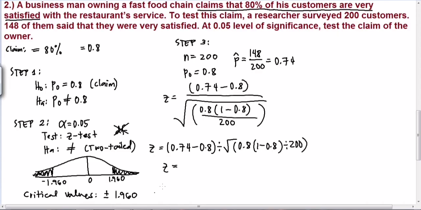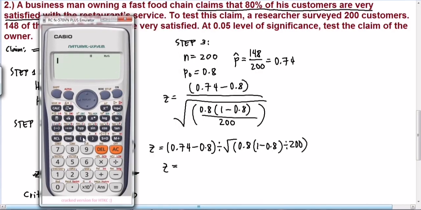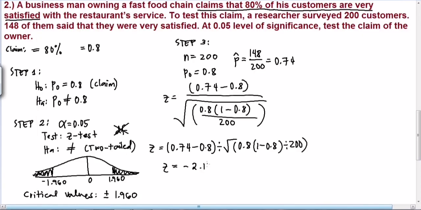Okay? So, try natin using yung hindi naka-fraction. Parenthesis, 0.74 minus 0.8, close, divided by square root of parenthesis 0.8, open parenthesis 1 minus 0.8, close parenthesis, divided by 200. And then close. Huwag kakalimutan yung close sa dulo. So, ang sagot, negative 2.12, negative 2.12.